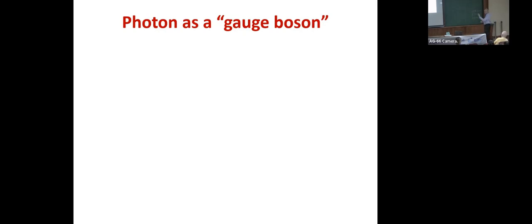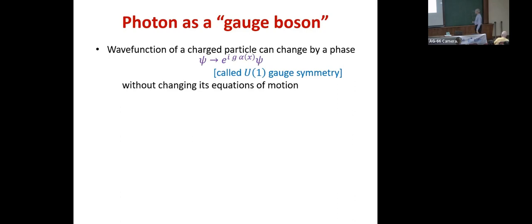So one of the gauge symmetries that we'll talk about here is the gauge symmetry of electromagnetism. That's where our photon will come into the picture. So what is the gauge symmetry? Suppose psi, for simplicity, I just call it a wave function, but what I mean is a field, of course. A wave function of a charged particle can be changed by this factor e to the power i times g times alpha.